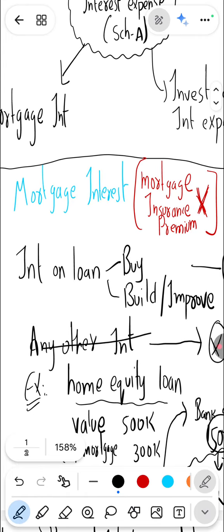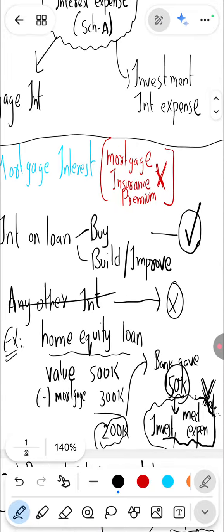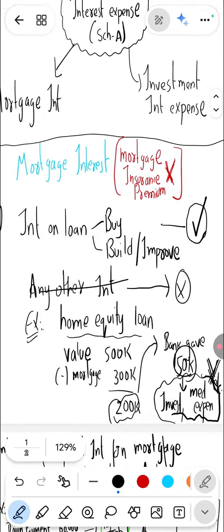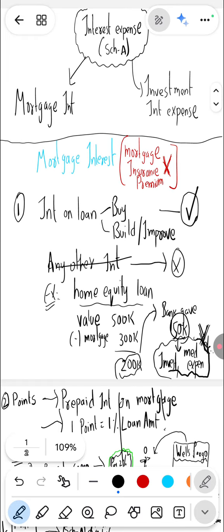Suppose you are taking a loan for the purchase of a house or to renovate it, in that case the interest that you are paying you can itemize on Schedule A. Here, the mortgage insurance premiums that you are paying are not allowed. The first one is interest on a loan, either you are taking that for buying the house or building it yourself, and if you are taking that loan to improve it, in that case the interest that you're paying is allowed as a deduction. And if you are taking a loan for any other purpose, then interest is not allowed.